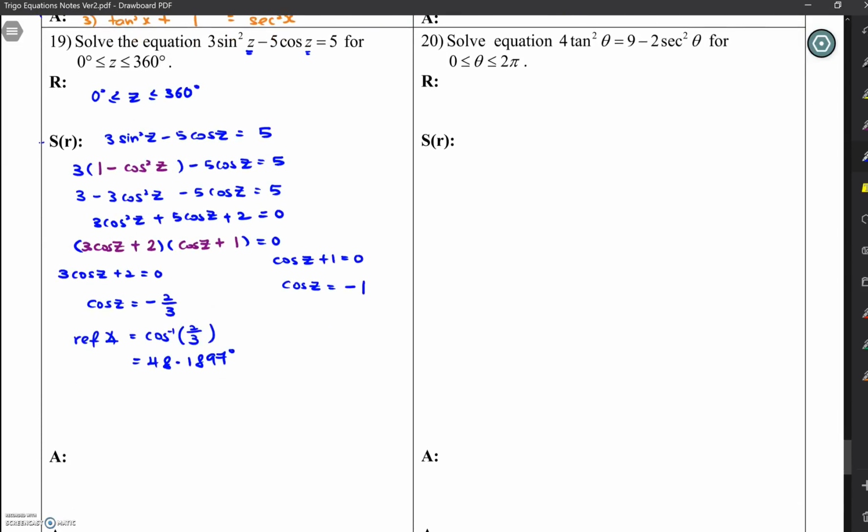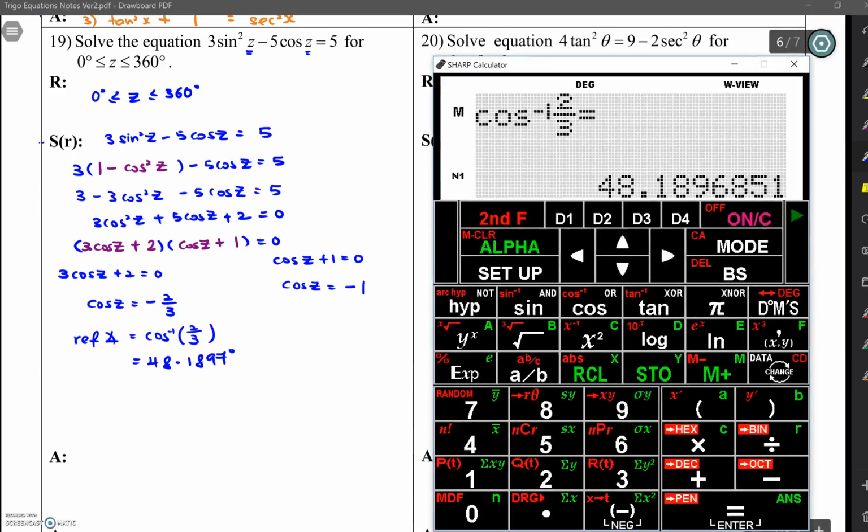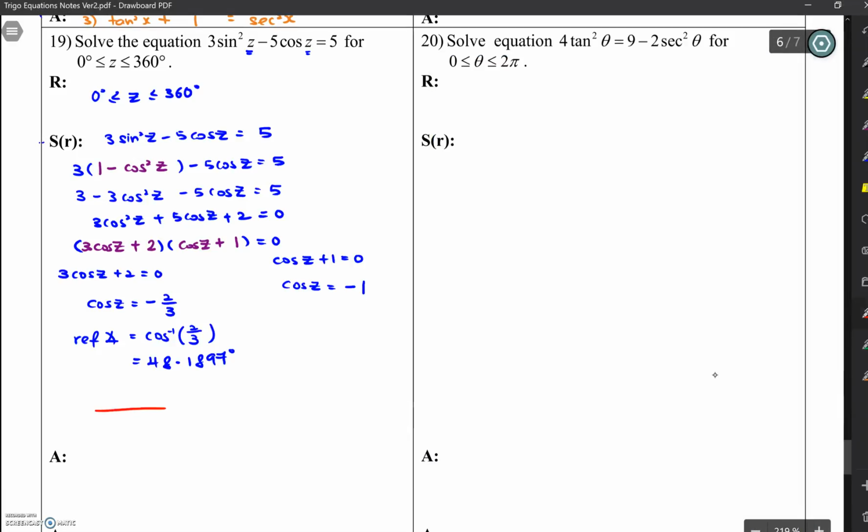And then the next thing is this. Once I have my reference angle, what is the usual step you do? You'll find your ASTC. Oh, before I do that, let's just store my memory first, just in case I forget. Okay, then the next step, we will just find our quadrant. So same thing, ASTC.